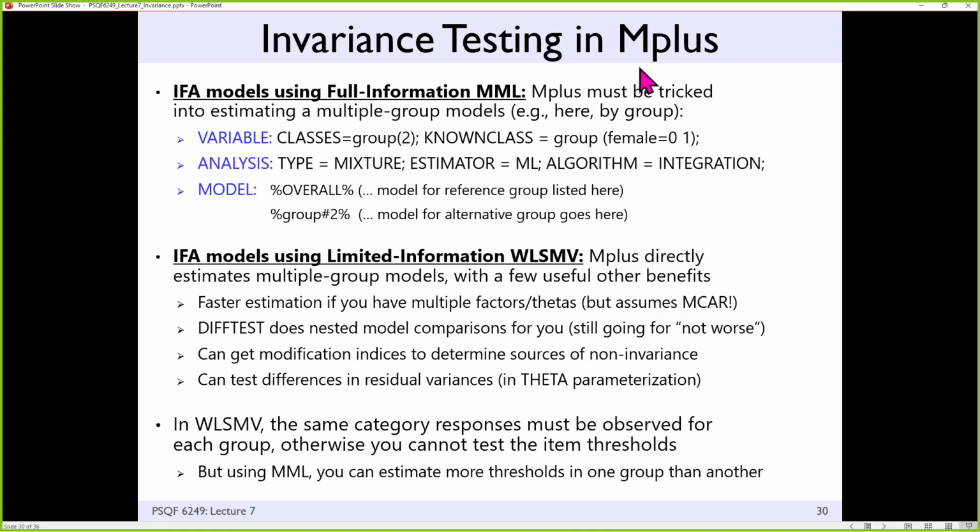What I do know is that the code looks different. So you have to hack the mixture model thing here for maximum likelihood. In WLSMV, it looks a lot like what we've been doing with the grouping variable. And DIFFTEST is used to do likelihood ratio test equivalence. So it's not a likelihood ratio test, but it is a chi-square difference test done for you. As long as we have the theta parameterization, we can eventually test differences in residual variances.